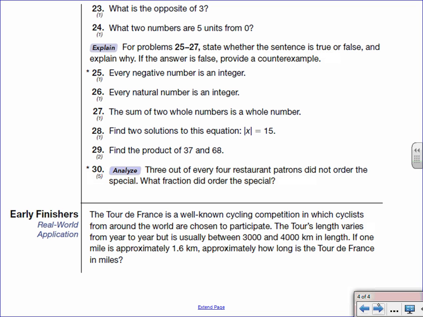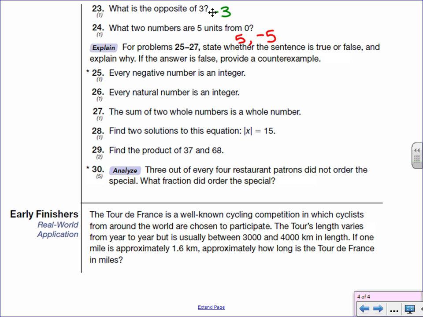What is the opposite of 3? The opposite of 3 means the opposite sign on 3. So it's +3 now, which means -3 is the opposite. What 2 numbers are 5 units from 0? Well, we can go 5 units in the positive direction, which would give us 5, or 5 units in the negative direction, which would give us -5.